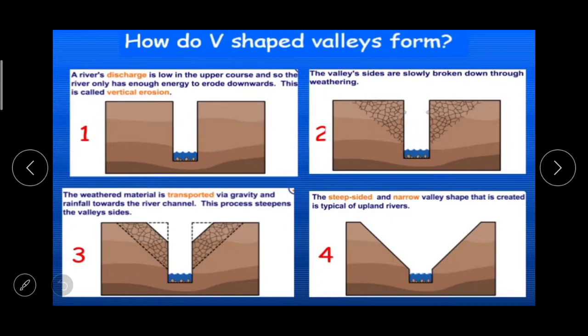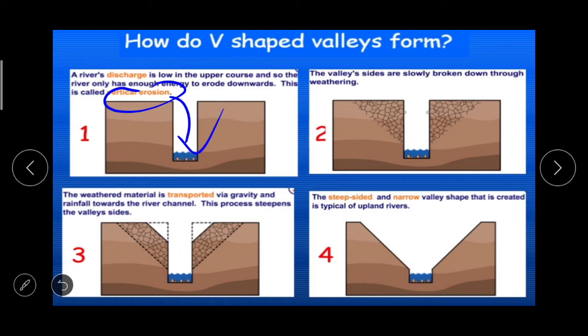How do V-shaped valleys form? Just go through these 4 figures. A river's discharge is low in the upper course, and so the river only has enough energy to erode downwards. This is called vertical erosion, as you can see here.